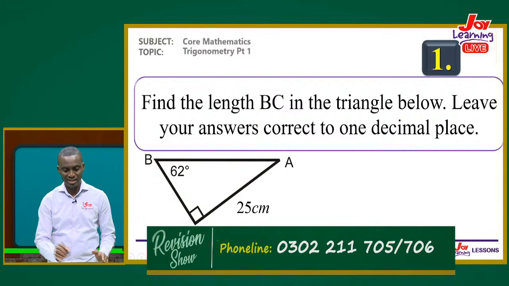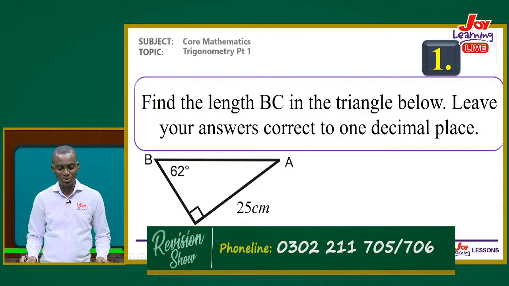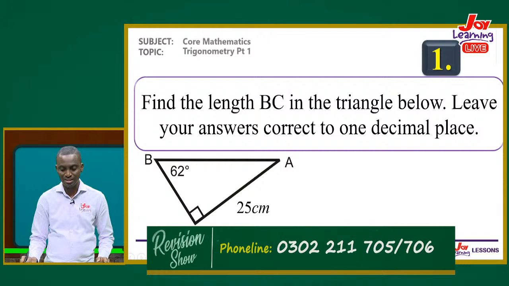And when we get there, we'll all look at the answer together. Right. So look at the question on the screen. Find the length BC in the triangle below. Leave your answer correct to one decimal place.